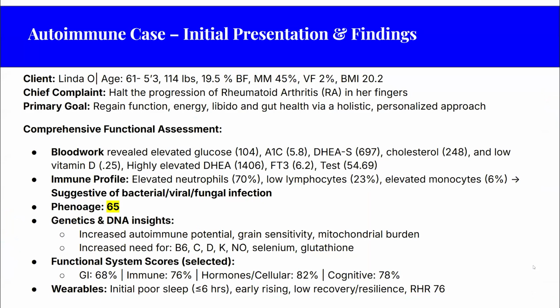Really quickly, complex autoimmune case. It was a year-long program. She came in a mess, 61, 5'3", physically healthy, lean body composition, but she had rheumatoid arthritis. Her fingers were starting to get really mangled. She's like, they look ugly. A lot of it for her was vanity.